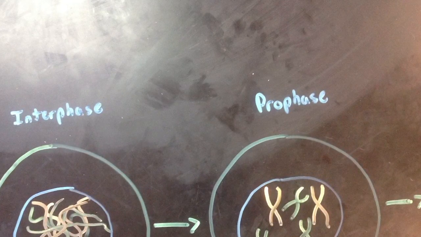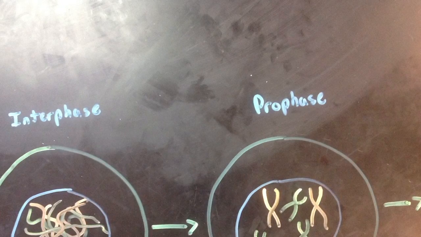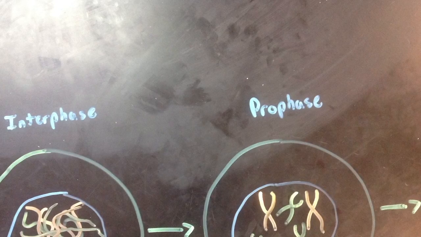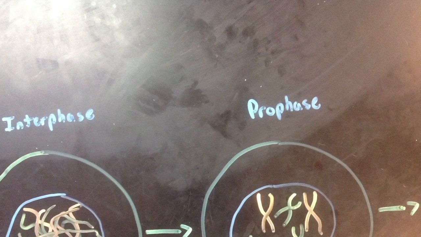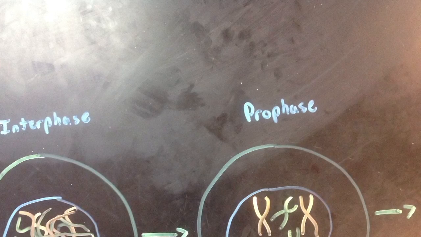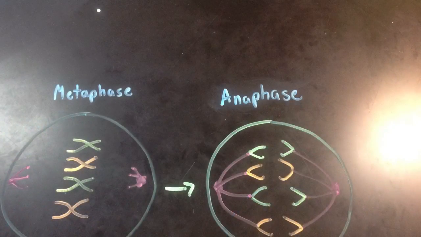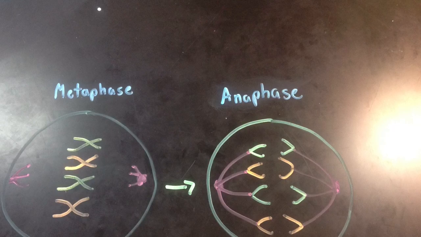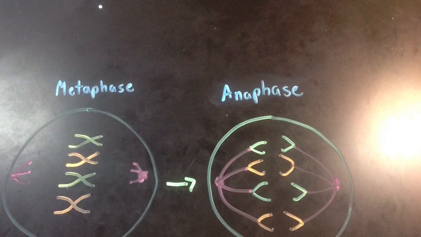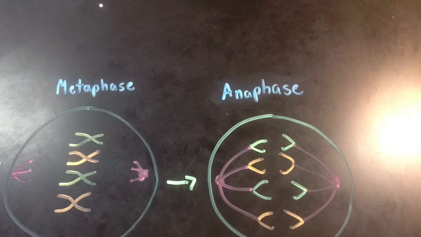Now, the initial stage of mitosis is known as prophase, and it is characterized by the condensation of chromosomes consisting of two chromatids, the disappearance of the nucleus and nuclear membrane, and the formation of the mitotic spindle. Next we move on to metaphase. In metaphase, the chromosomes align themselves along the metaphase plate of the spindle apparatus.